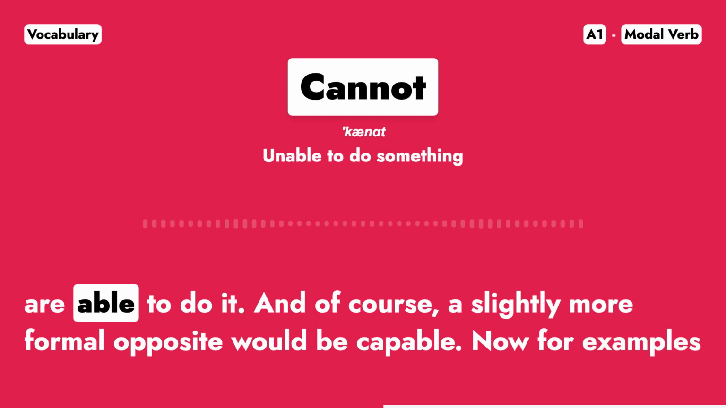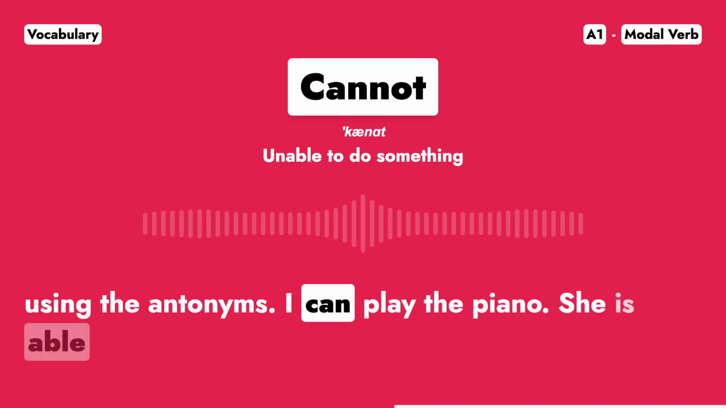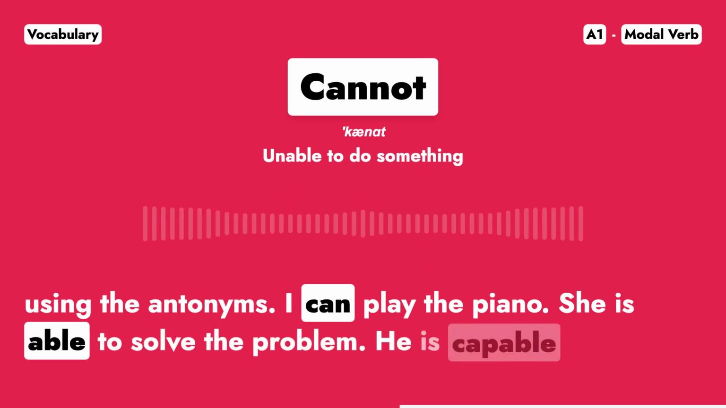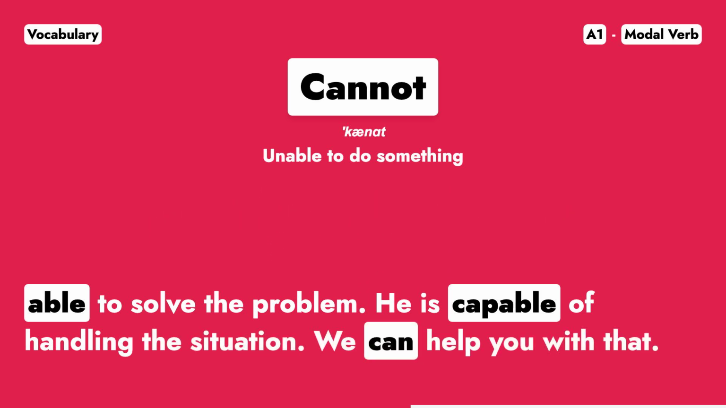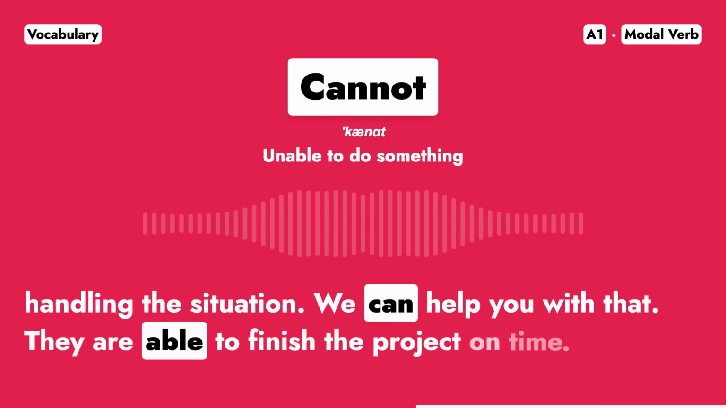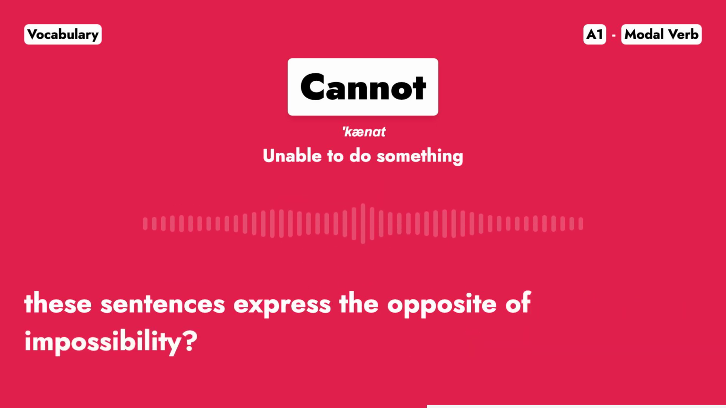Now for examples using the antonyms. I can play the piano. She is able to solve the problem. He is capable of handling the situation. We can help you with that. They are able to finish the project on time. See how these sentences express the opposite of impossibility.